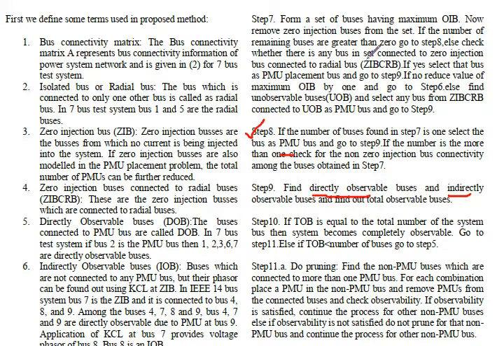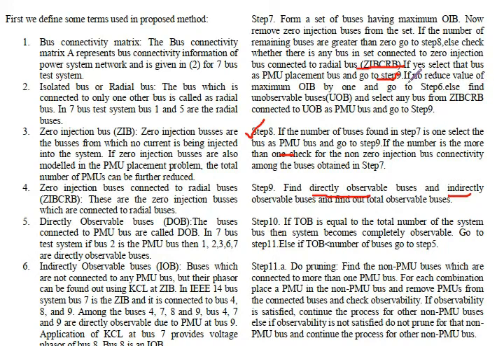Then the next one is else. In the other case, check whether there is any bus in the set connected to zero injection buses that is also connected to a radial bus. If yes, select that bus as the PMU placement bus. So it's saying that if there is any bus that is connected to the radial buses and also connected to a zero injection bus, it should be selected as PMU and go to step 9. Step 9 means find the observability of the system.